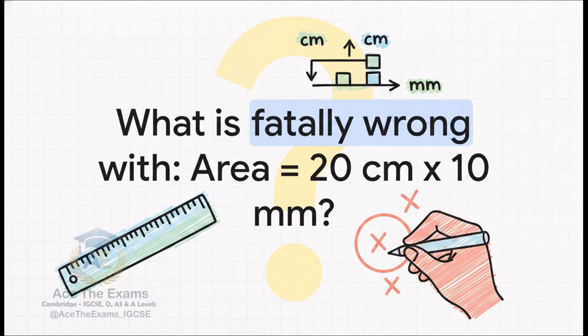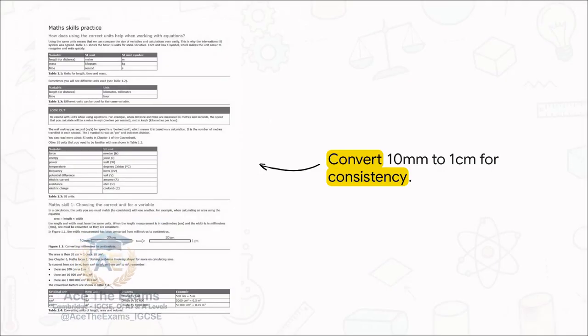Okay, did you catch it? Here is the fix. Your units have to match. They absolutely must be consistent. You have to convert that 10 millimeters into 1 centimeter before you do any multiplying. You simply cannot multiply centimeters by millimeters and expect to get a valid square centimeter area. It just doesn't work that way.